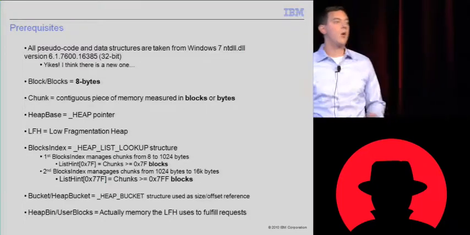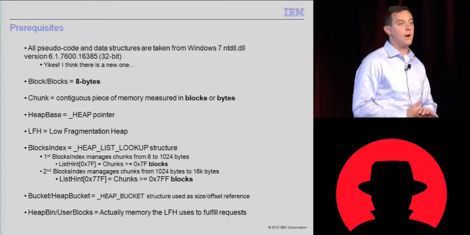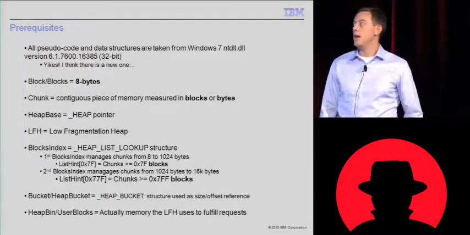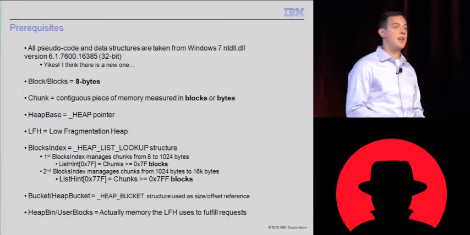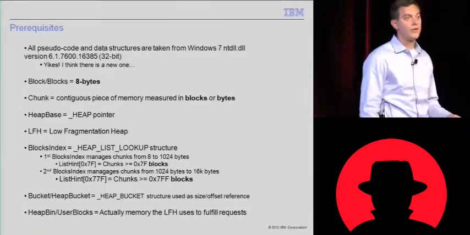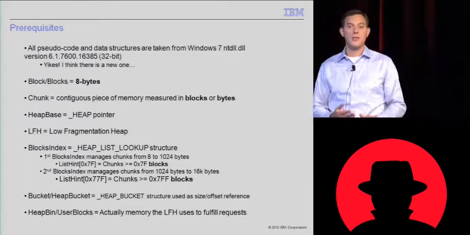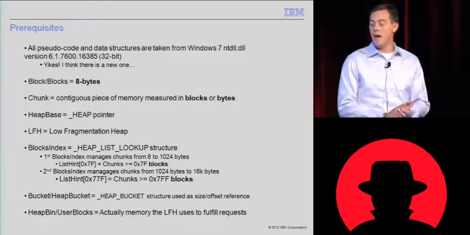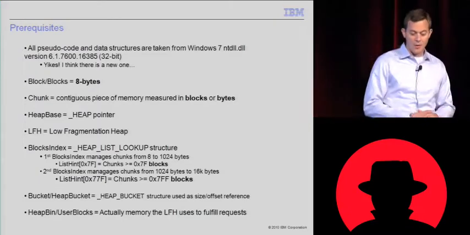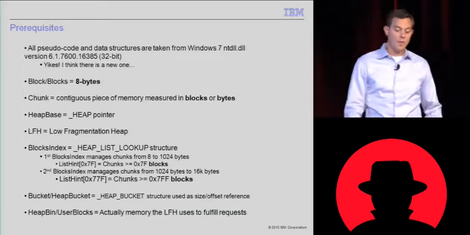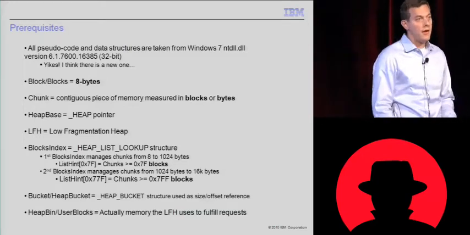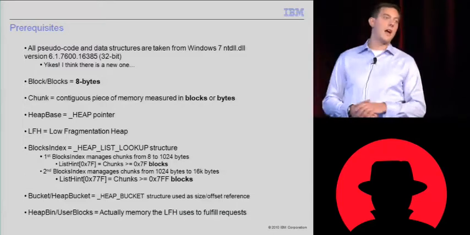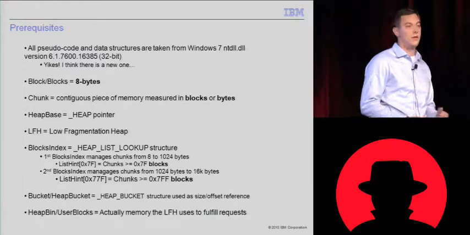When I say block or blocks, 1 block equals 8 bytes. That's the unit measurement for keeping track of memory in the heap. A chunk is a contiguous piece of memory that is measured either in blocks or bytes. Of course, I'll say LFH instead of low fragmentation heap every time, because that's just a mouthful. And finally, this is probably the one that some people might not agree with, but when I use the term bucket or heap bucket, this actually refers to the size, a unit measurement, instead of a piece of committed memory that will service requests.